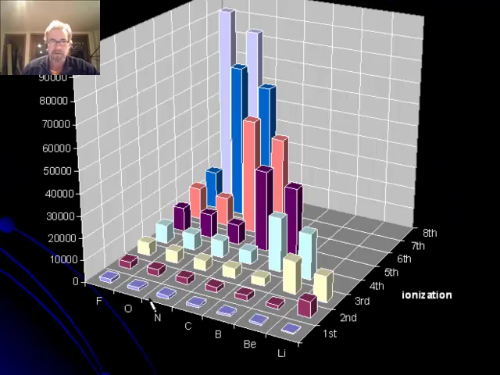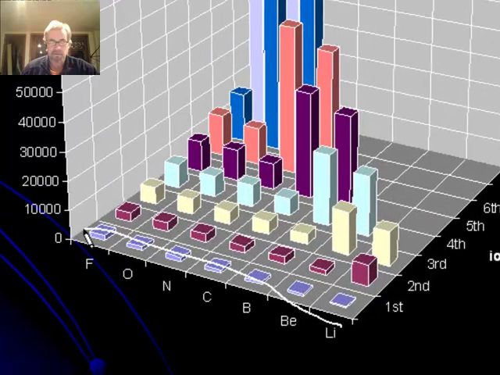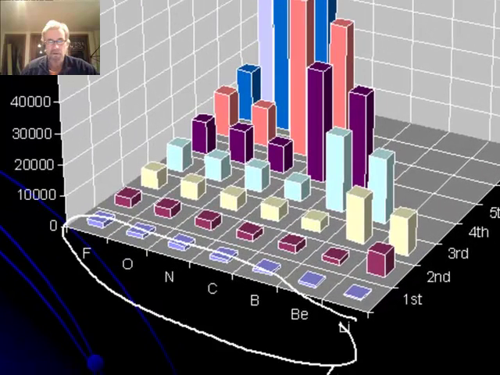We can see the ionization energy trends on this three-dimensional graph. So this shows only the second period. So this is lithium through fluorine. This is the left-hand side of the chart. This is the right-hand side of the chart. So it's like you're looking at the chart from above. So we can see the trend in first ionization energy. This is the first ionization energy right here. Lithium is lowest, and as you go across the period, it gets higher and higher.